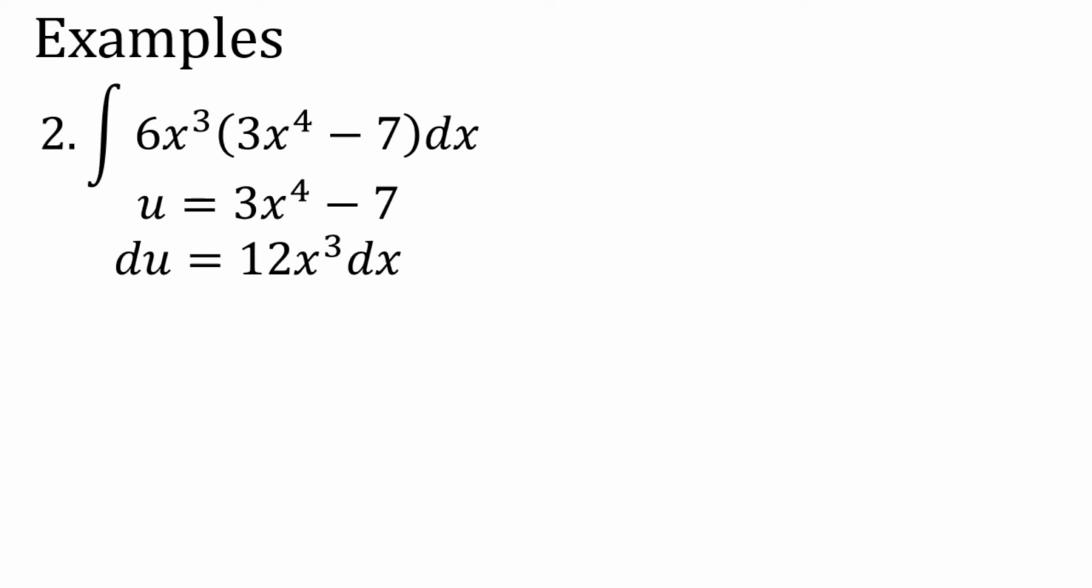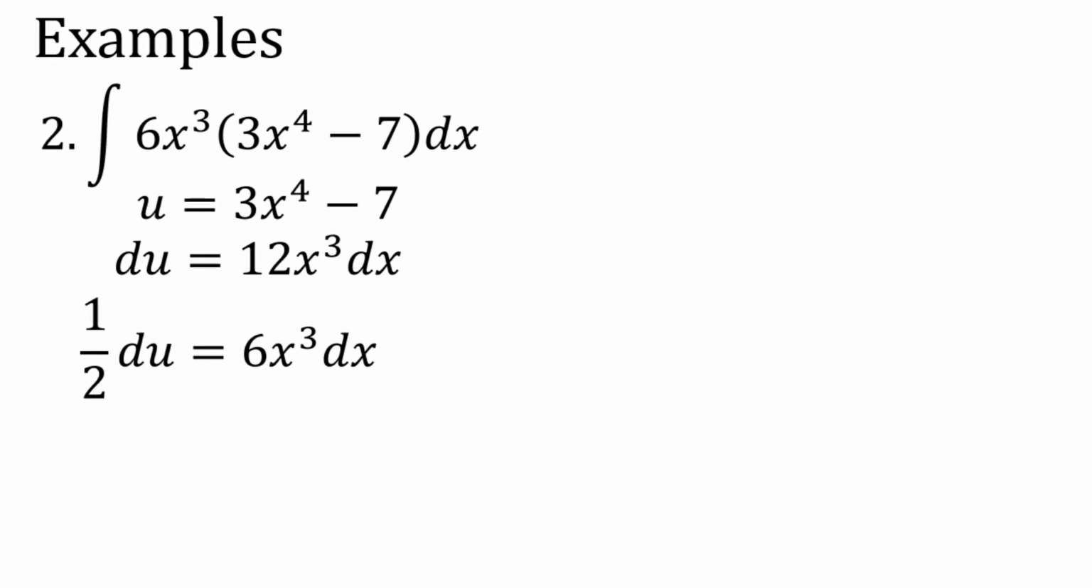We have here 6x cubed, but in our du we have 12x cubed dx. Again, from our given we have 6x cubed dx, then in our du we have 12x cubed dx. So what are we going to do here? What are we going to do to get 6x cubed dx also from this? Correct, we are going to divide both sides of this equation by 2, or multiply both sides of the equation by 1/2. So 1/2 du is equal to 6x cubed dx.